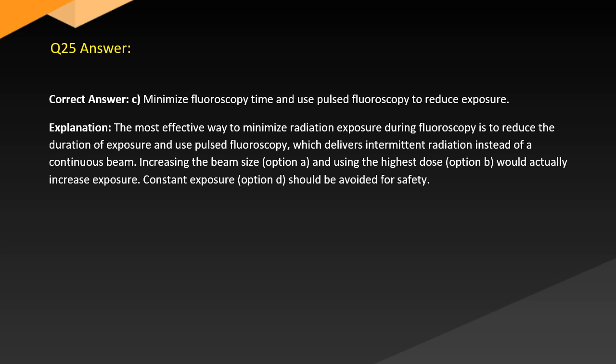Answer. Correct answer: C. Minimize fluoroscopy time and use pulsed fluoroscopy to reduce exposure. Explanation: The most effective way to minimize radiation exposure during fluoroscopy is to reduce the duration of exposure and use pulsed fluoroscopy, which delivers intermittent radiation instead of a continuous beam. Increasing the beam size, option A, and using the highest dose, option B, would actually increase exposure. Constant exposure, D, should be avoided for safety.